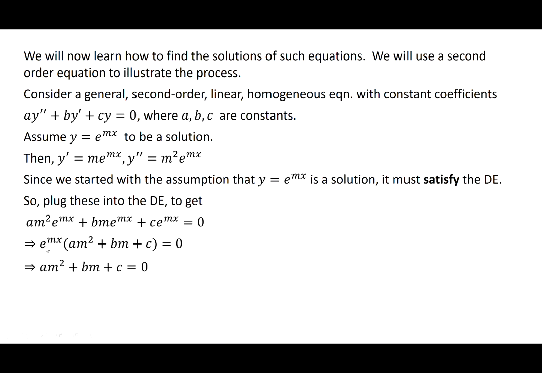Right? Only when x approaches negative infinity does this quantity approach 0, but otherwise no. So that means the only way the product could be equal to 0 is if the stuff inside the parenthesis is 0. Cool? All right. So we end up with am squared plus bm plus c equal to 0.